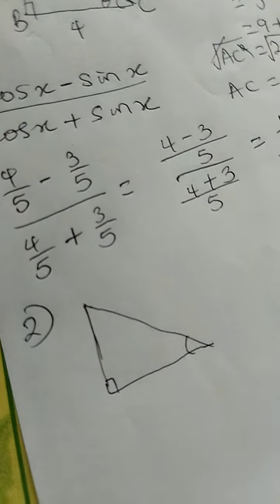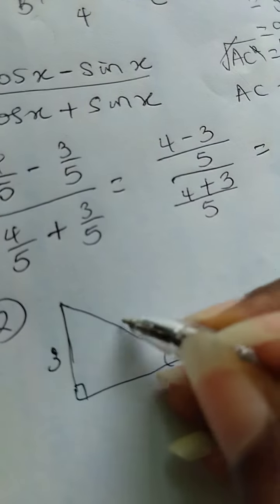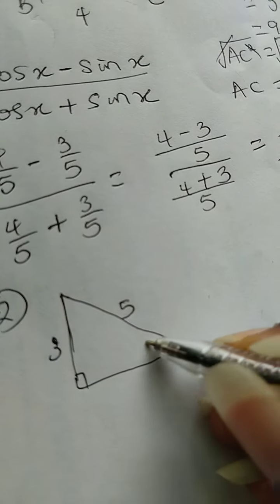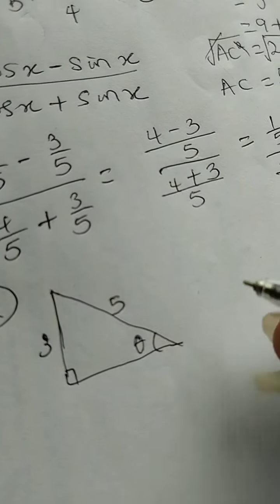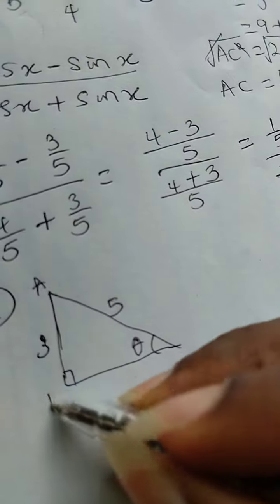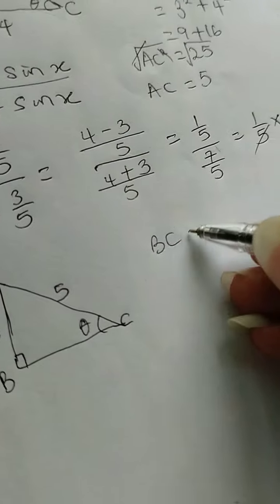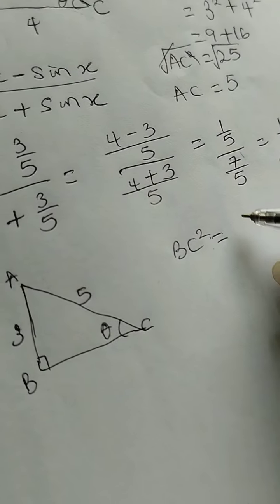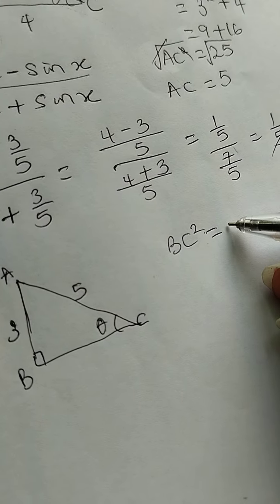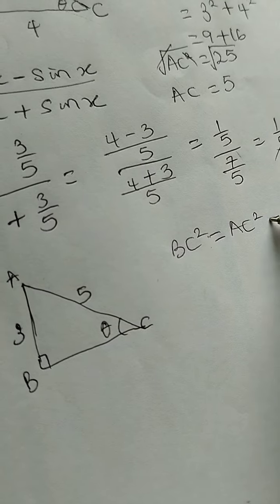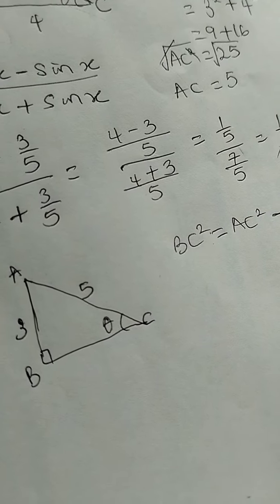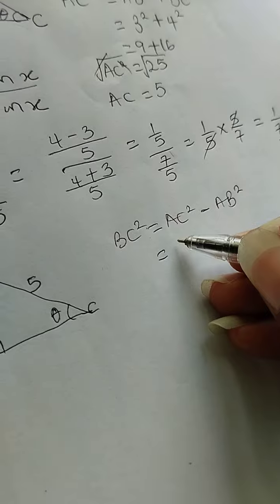So sine theta says 3/5, and this is where my eyepiece is. So A, B, C. I am looking for BC squared. So BC squared will be AC squared, the larger one, minus AB squared. I should be getting 4 if I'm not wrong.